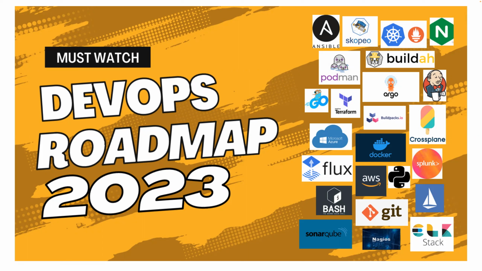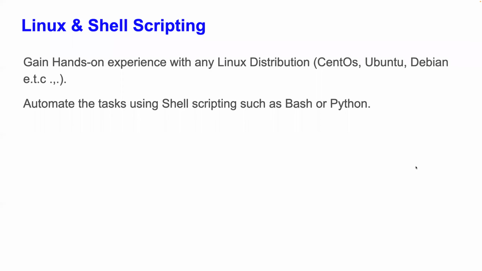The pictures that you see on the slide are just some of them, but we'll talk in detail about which technologies and tools you have to look for. Firstly, this is what I recommend for everybody. If you are starting as a fresher, or if you are an experienced engineer planning to switch your career from development to DevOps: Linux and shell scripting.